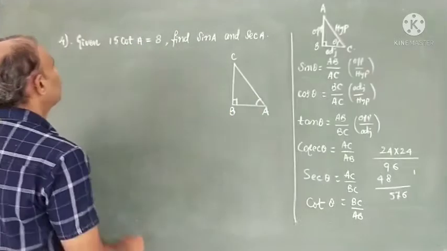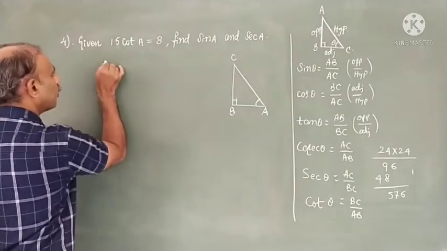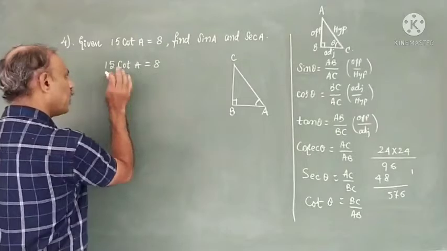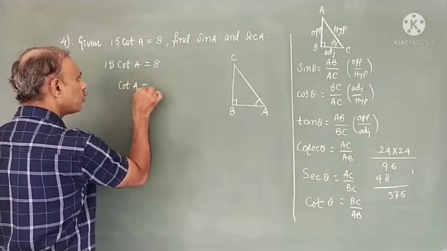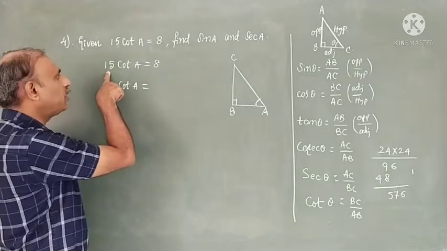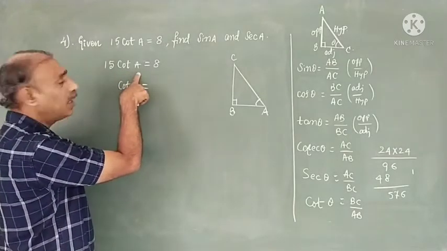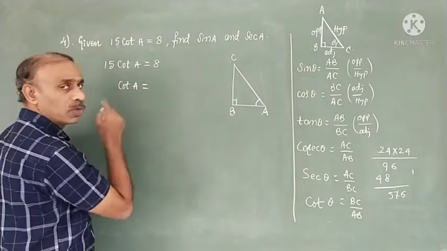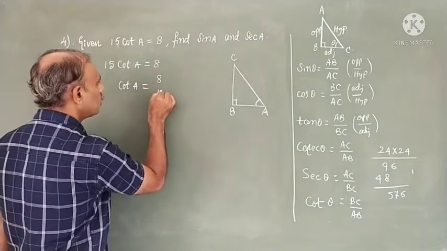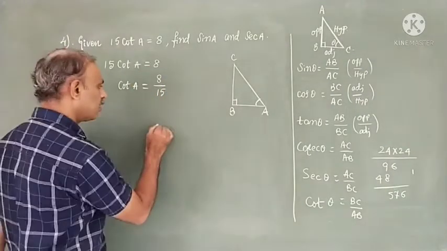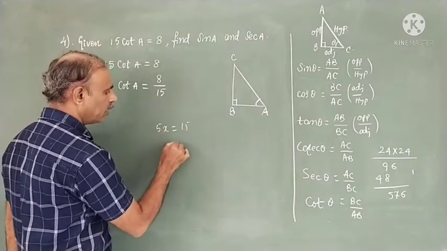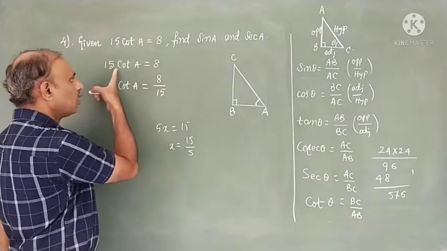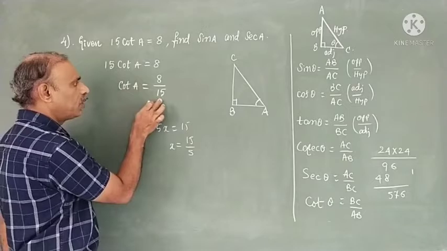See how they have given 15 cot A is equal to 8. So keep cot A here only. The 15 is multiplied with cot A, therefore if you keep cot A here only, the 15 goes to the denominator of the RHS. Like this, 5x is equal to 15, so x is equal to 15 by 5. Likewise, keep cot A here only, and this 15 goes to the denominator.